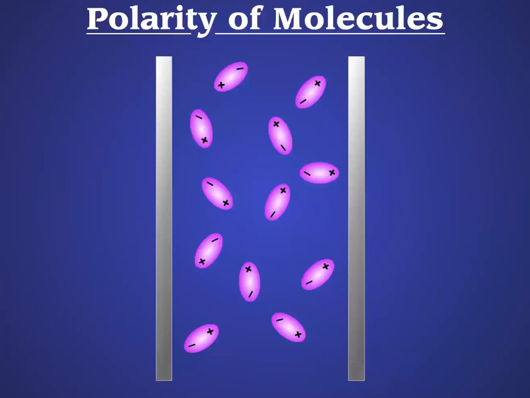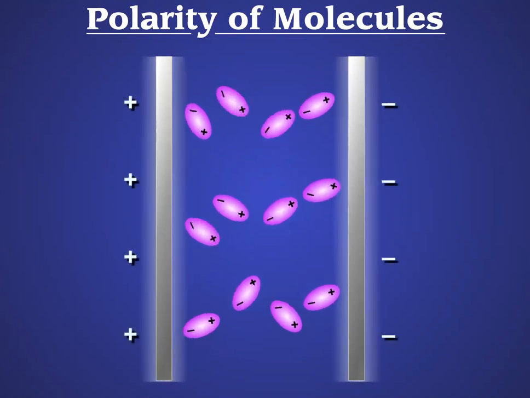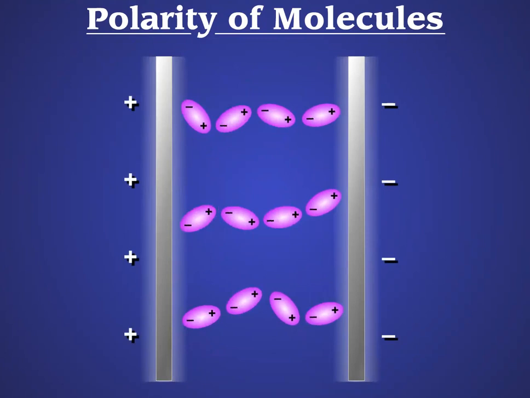Molecules that have separated positive and negative centers are called polar molecules. This separation of charges is confirmed in an electric field. When the electric field is turned on, polar molecules orient their negative charge centers toward the positive plate and their positive ends toward the negative plate.